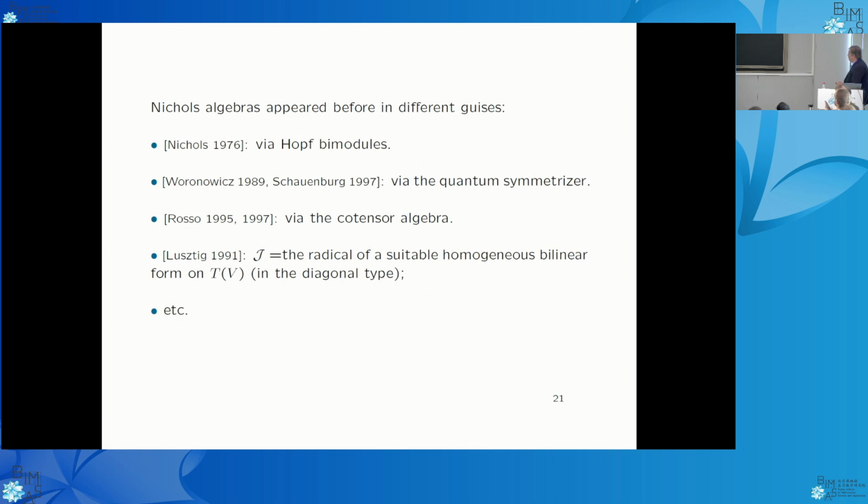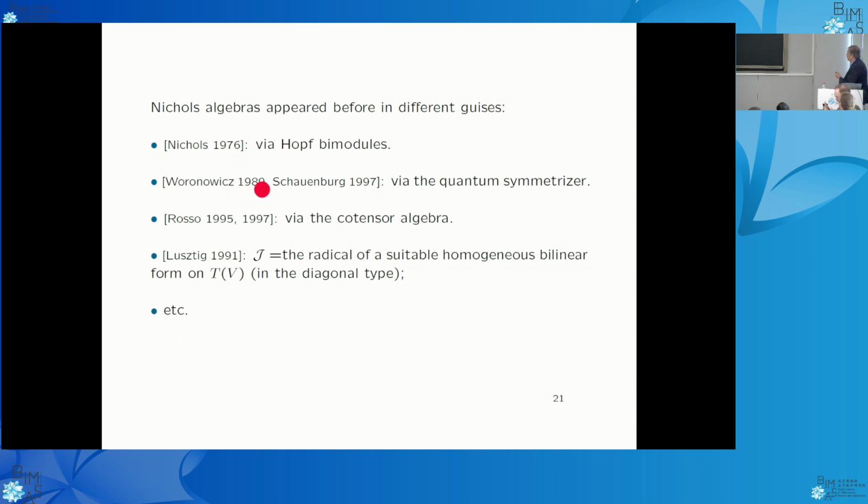Well, we found this definition, we were very happy, and then we understood quickly that there were many algebras defined in the literature that gave the same object from a different definition. The oldest one was a definition by Nichols in 75. Let me observe that in 75 there were no braided Hopf algebras, but he managed to introduce via Hopf bimodules an algebra that turns out to be equivalent to our Nichols algebra.